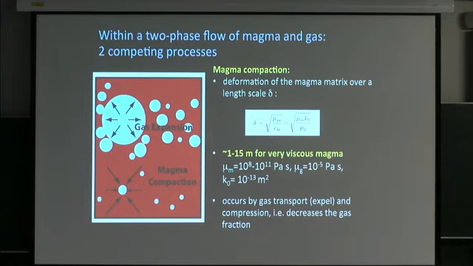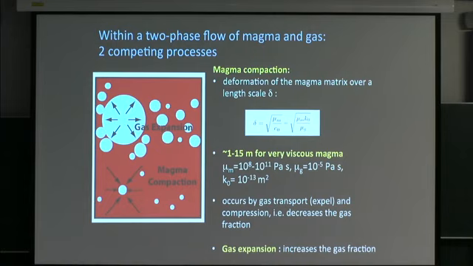And for very viscous magma, such as in silicic volcanoes, the viscosity can reach about 10 to the 8 to 10 to the 11 Pascal second in the conduit, and in this case this leads to a compaction length of 1 to 15 meters. So it's not much, but you will see that it can be important for silicic volcanoes. This compaction in the mixture of gas and magma occurs by gas expulsion, gas transport, but also by compression, because the gas is a compressible phase.